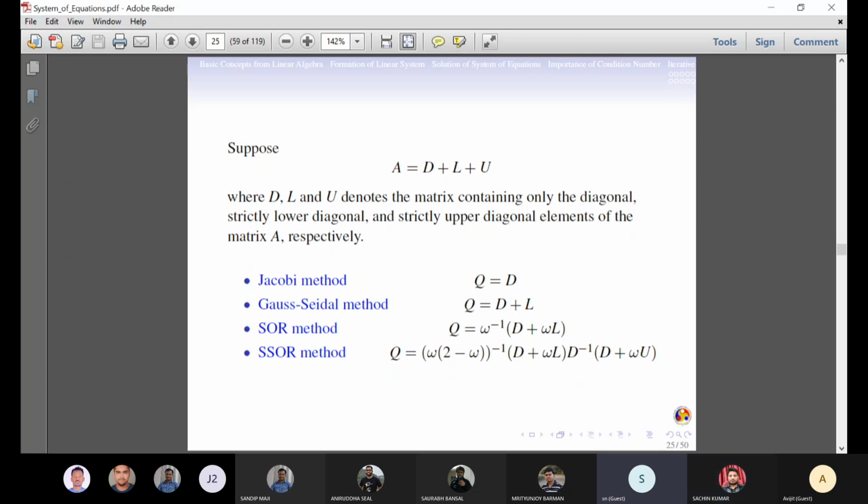This is called the preconditioner. In order to speed up the convergence, we can use a preconditioner. If we are not using one, the condition number of the matrix may not be good. So by using the preconditioner, we can speed up convergence and change the condition number. For different methods, the preconditioners are different. For example, here simply the diagonal matrix, then the diagonal plus the lower triangular. They are all preconditioners.